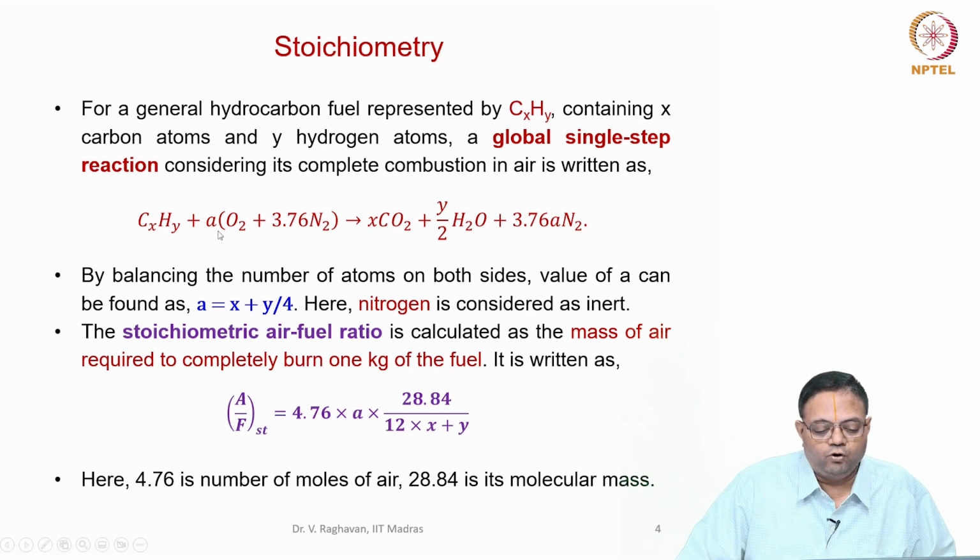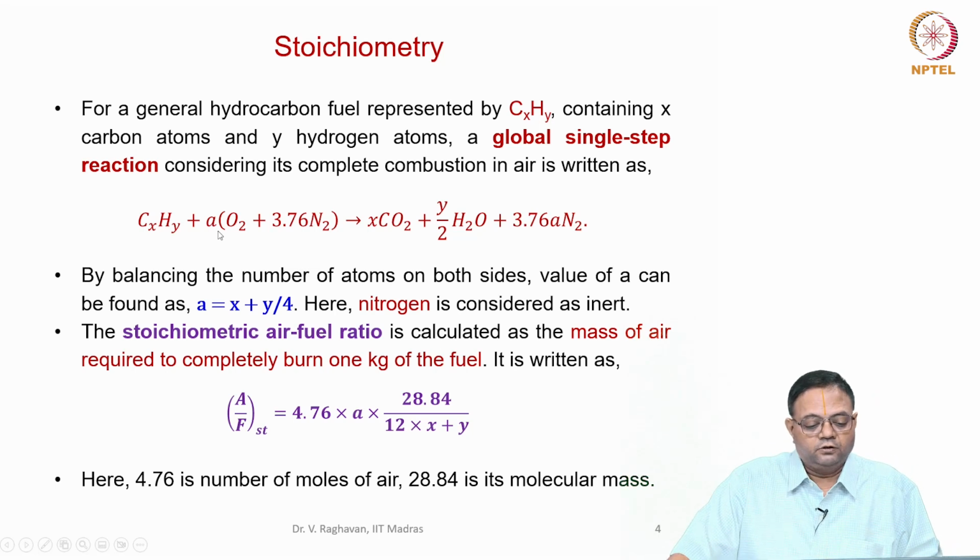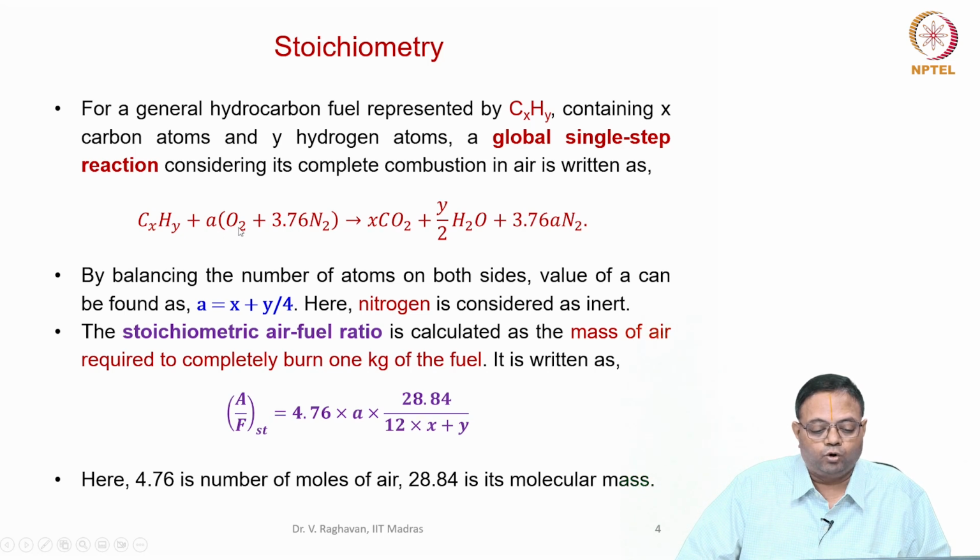Now, how to find the value of A? That is done by balancing the number of atoms on both sides. So, for example, on the left side for O2 I have A, on the right side for O2 I have X plus Y by 4. So, the value of A will be X plus Y by 4 for the hydrocarbon CXHY.